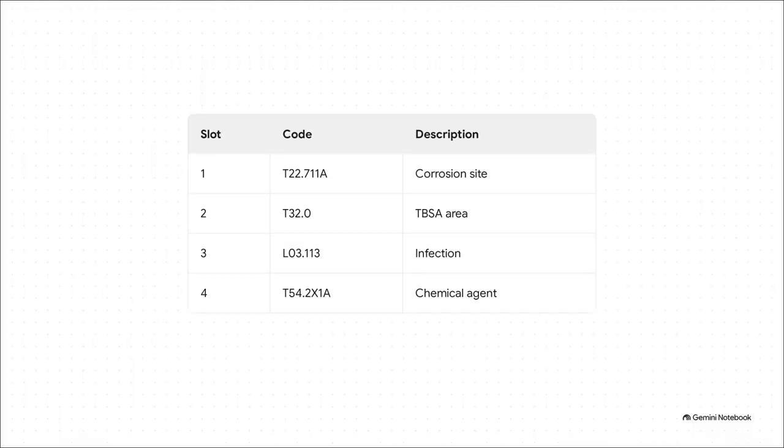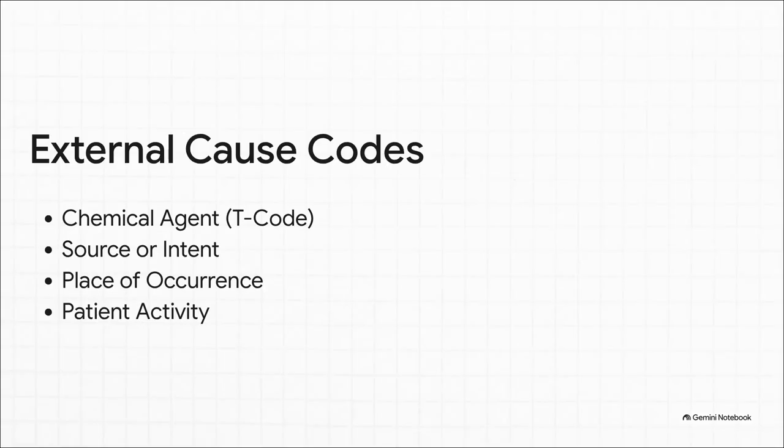For an infected chemical corrosion, the stacking is incredibly meticulous. Let's build a claim. In slot 1, you sequence the highest degree corrosion site, let's say a corrosion of the right forearm. In slot 2, you stack your T32 code to document the total body surface area affected. In slot 3, you drop in the localized infection, like cellulitis. And then in slot 4, you absolutely must report the external cause T code that identifies the exact corrosive acid responsible for the injury.